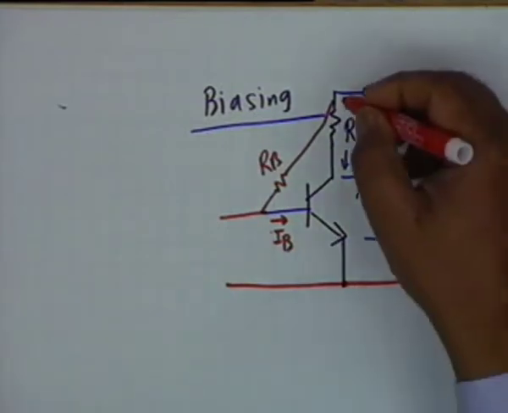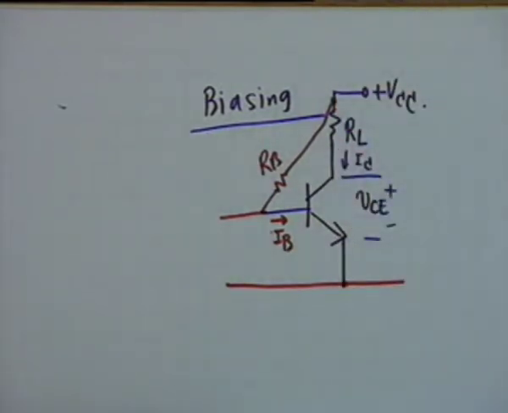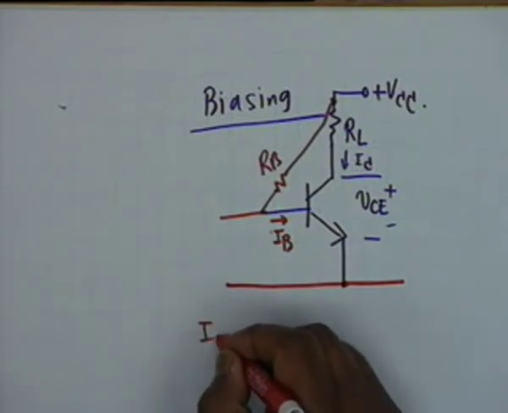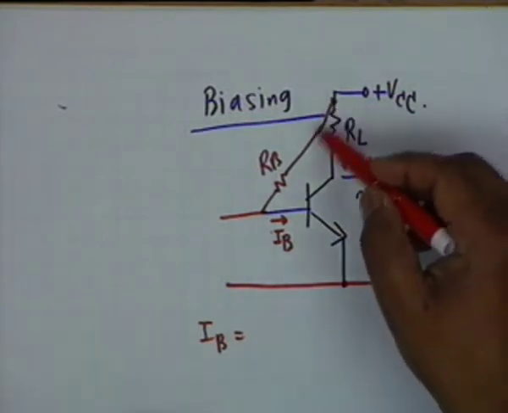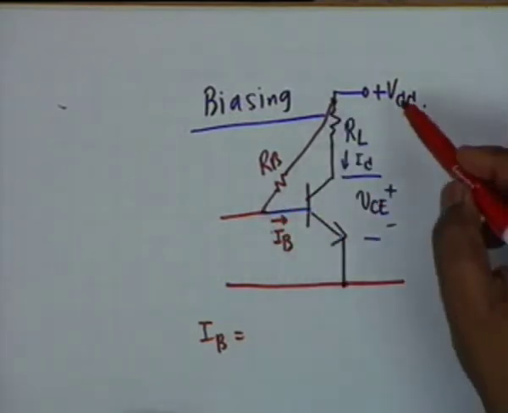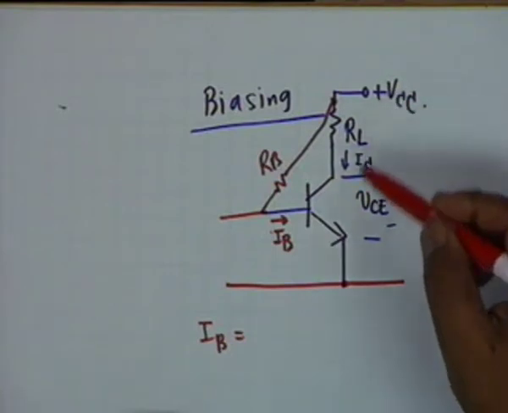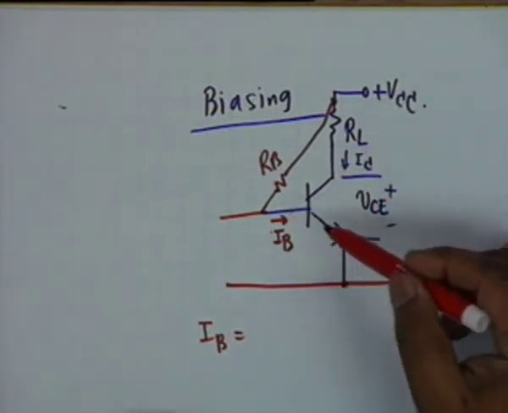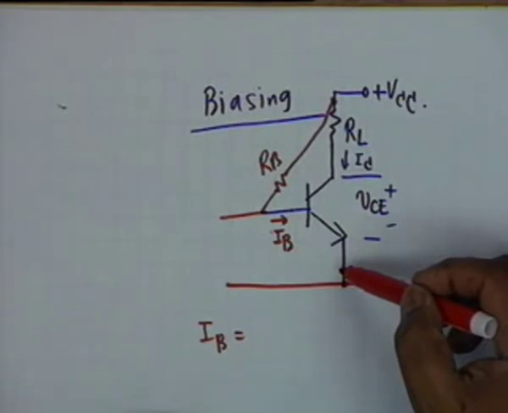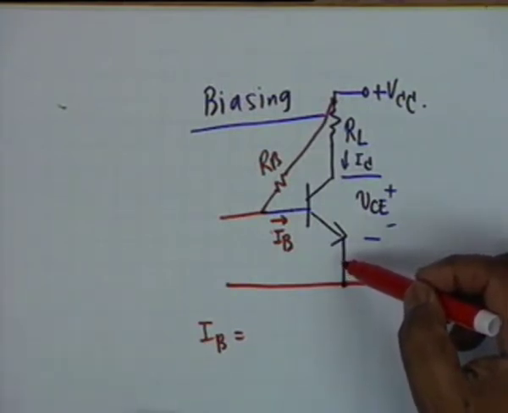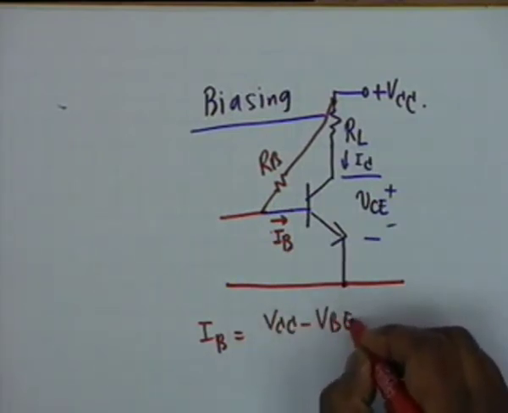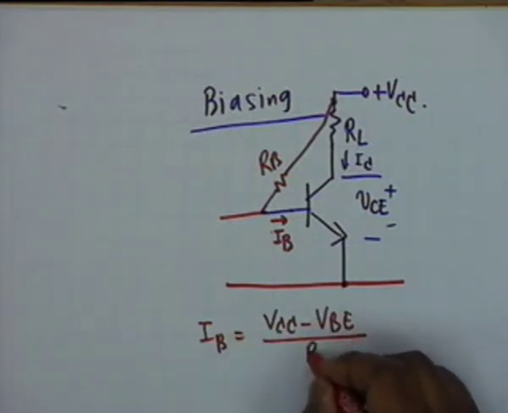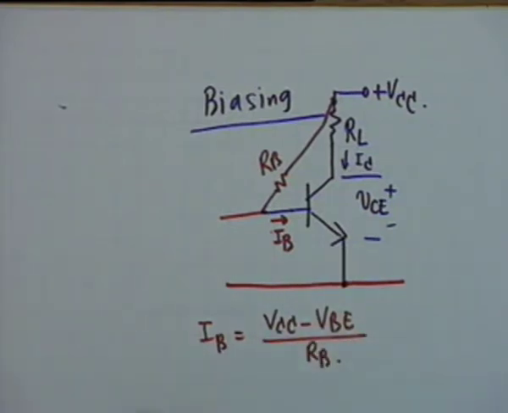This is one of the simplest circuits for biasing a transistor. Obviously, I sub B, the base current here, shall be equal to the drop in RB. What is the drop in RB? This is VCC minus the drop between base and emitter. And if you recall the DC equivalent circuit, it is 0.7, and therefore this will be VCC minus VBE, which is 0.7, divided by R sub B. Alright, and the job seems to have been done.